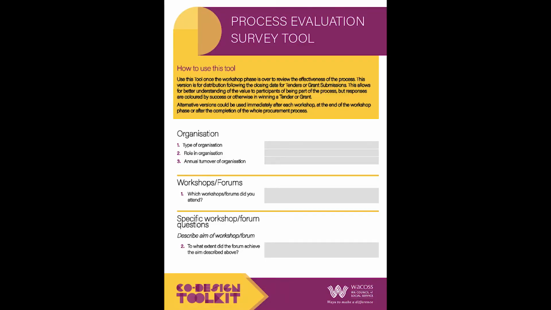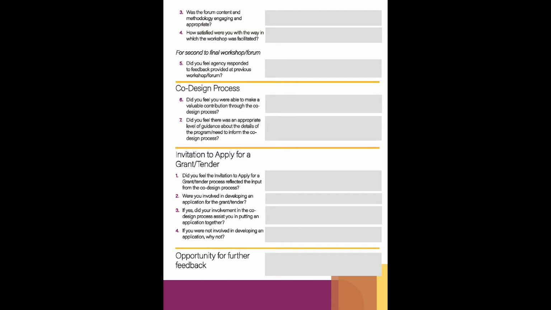So, assuming that you've gone through the co-design process, we've got a process evaluation tool that you can use. It's really pretty self-evident how to use it, and it just asks fairly obvious questions. But you'll find if you get plenty of responses to that, you'll get an indication of what you need to do differently next time, and also some really useful information about reporting the process that you've undertaken. So that brings us to specific tools that are required for the co-design of programs and services in different contexts.